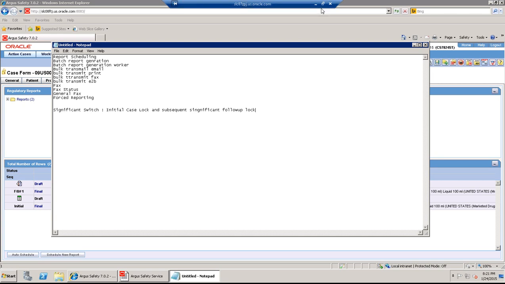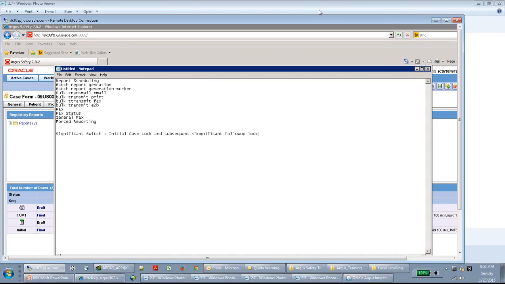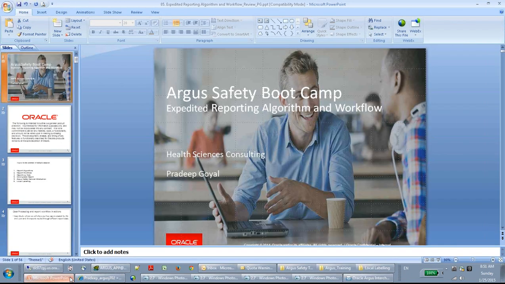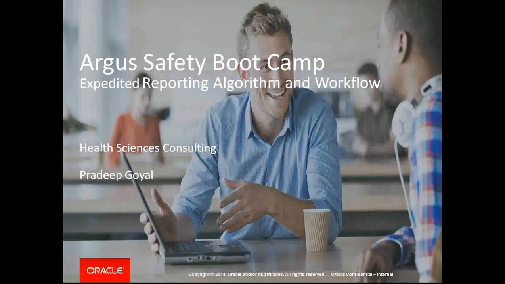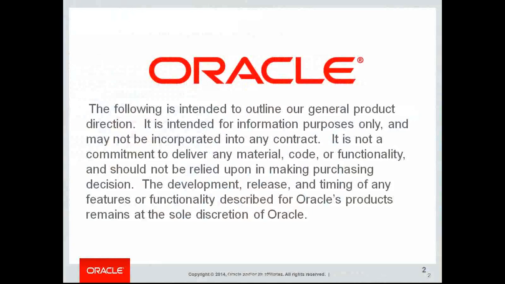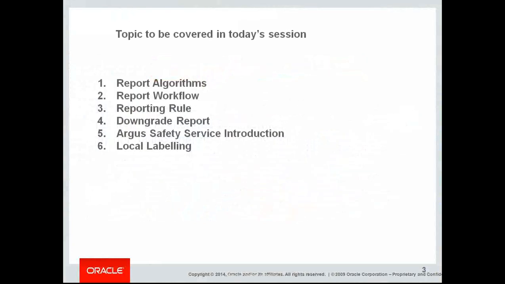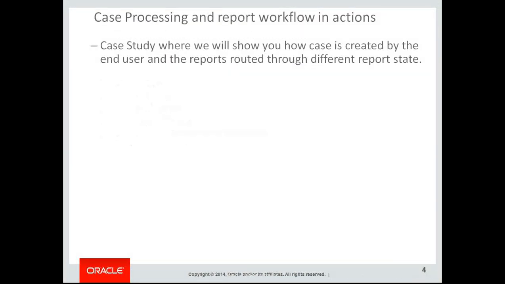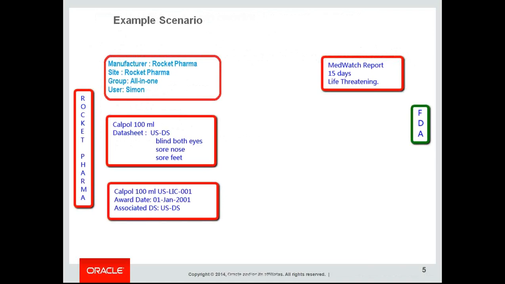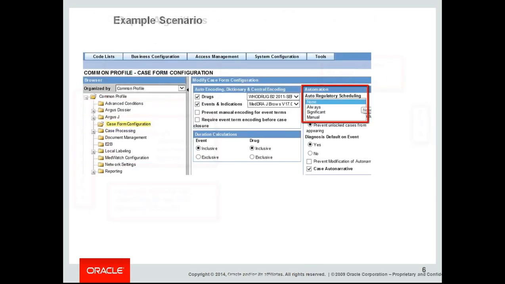Okay. Now, let me take you to the PowerPoint presentation and we're going to summarize all the switches that we have gone through today. So you have seen that you were a rocket pharma company selling the Calpol product, and you are sending the report to FDA in 15 days when the case is life-threatening. So we talked about the learn switch.